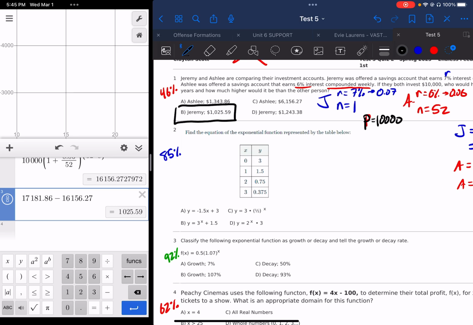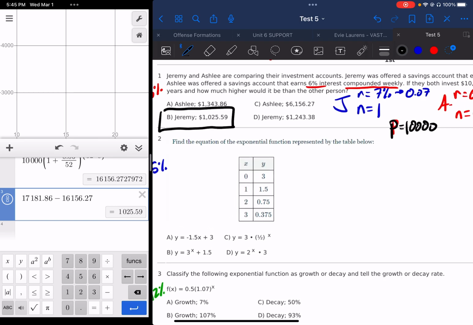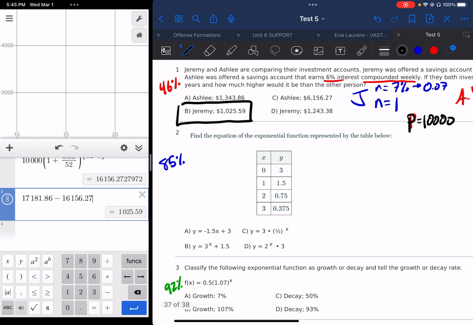Sweet. Number 2 on Clayton's quiz here. Find the equation of the exponential function represented by the table below. Well, since it says exponential function, I should know exactly what's happening each time.